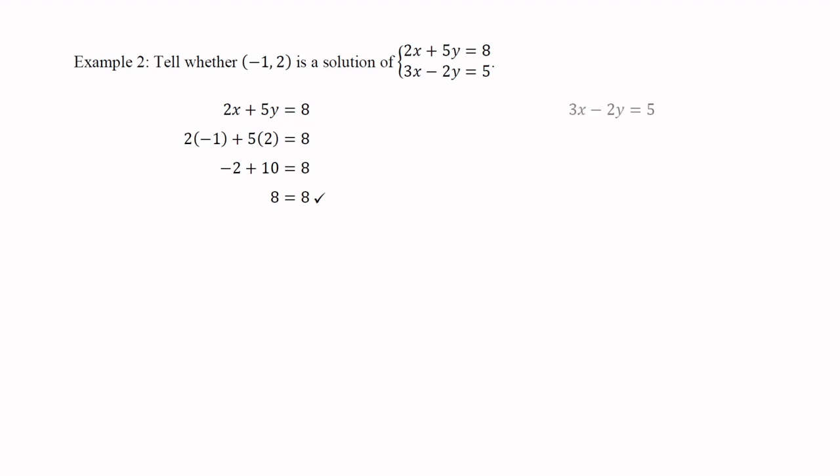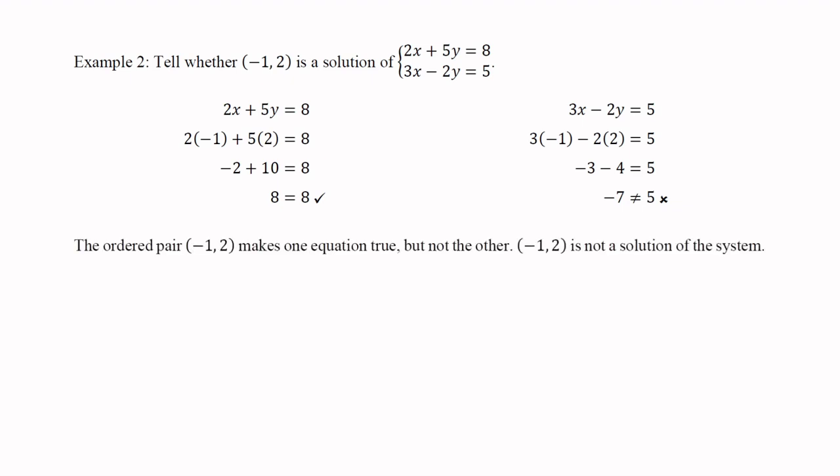Now let's plug that point into our second equation in the system. And we get 3 times negative 1, which is negative 3. 2 times 2 is 4, and negative 3 minus 4 gives us negative 7. That is not a true statement. So since it does not satisfy the second equation, it is not a solution to the system. Even though it does satisfy the first one, it's got to satisfy both for it to be a solution to the entire system.